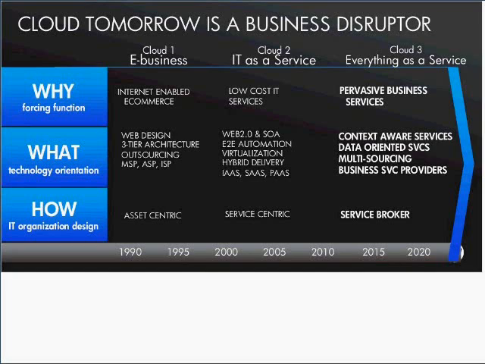And I know there's a religious argument around whether ITIL is process or framework or what have you.